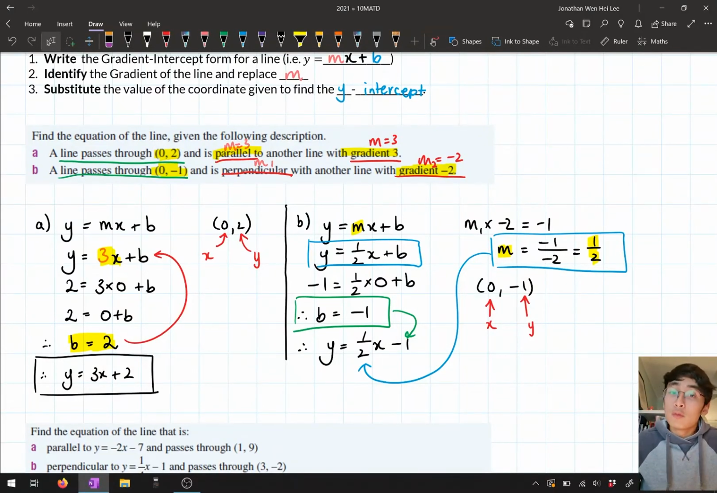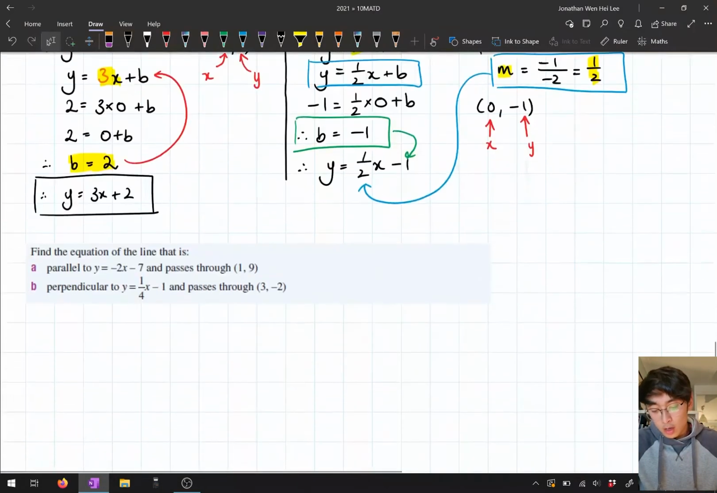We're going to have a look at two more examples, and in these following two examples, we follow the exact same steps, but here we're going to need to do a little bit more work with the coordinate that we are looking at. So let's have a look here.